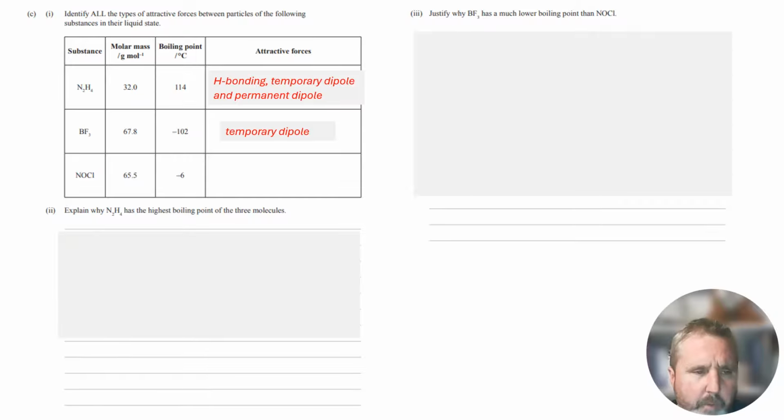It doesn't form hydrogen bonds because the highly electronegative fluorine is bonded to no hydrogens, because there are none. For this last one, we can see that we've got a nitrogen, oxygen, and chlorine all bonded together.